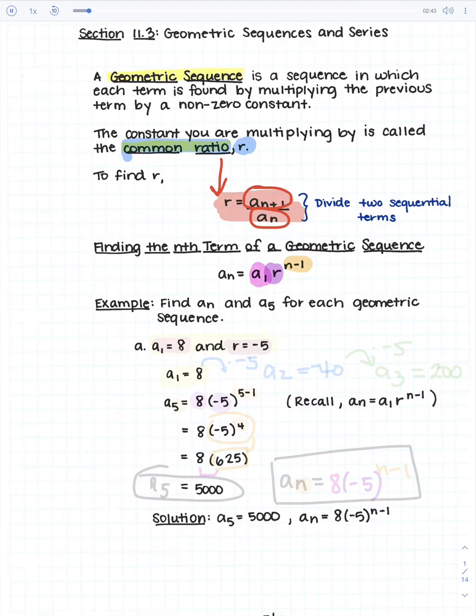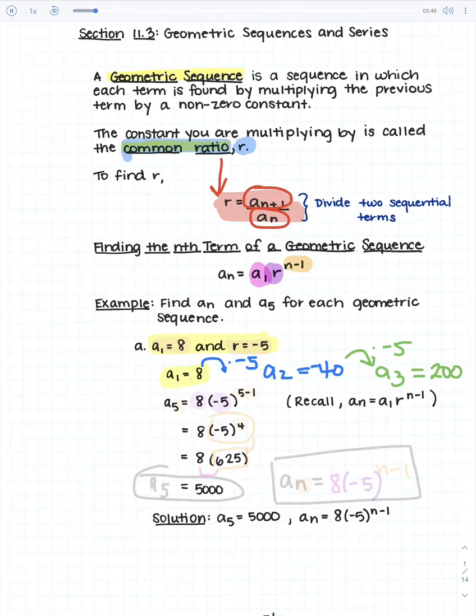Okay, so let's look at an example. In this first one, they want us to find A sub n, which means a generic formula for the nth term, and they also want us to find A sub 5, which means the 5th term. They give us the first term, A sub 1 equals 8, and the common ratio R of negative 5. So we know that we're starting with the number 8. By telling us that the common ratio R is negative 5, they're saying that to get the next term in your sequence, you multiply by negative 5, which means your A2 would be negative 40. Then to get the next term, you multiply by another negative 5, and a negative times a negative gives a positive, so A3 is 200, and so on. It would keep on going.